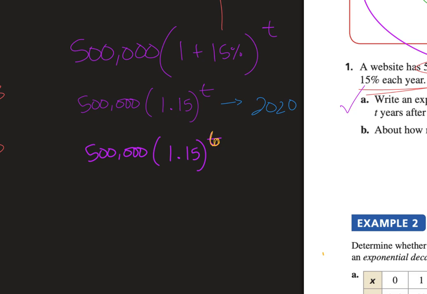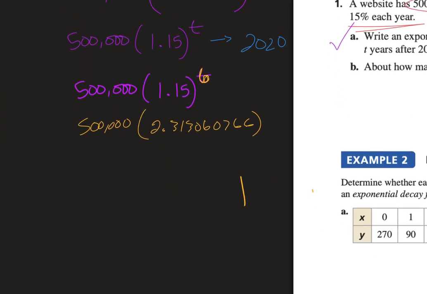If you're not sure what I mean, I just did it on a calculator, and if we were to leave the 500,000 part alone, 1.15 to the 6th power is 2.313060766, and I'm sure it keeps going. But now if I multiply that by 500,000, we get 1,156,530.383. Jacob, that was for you.